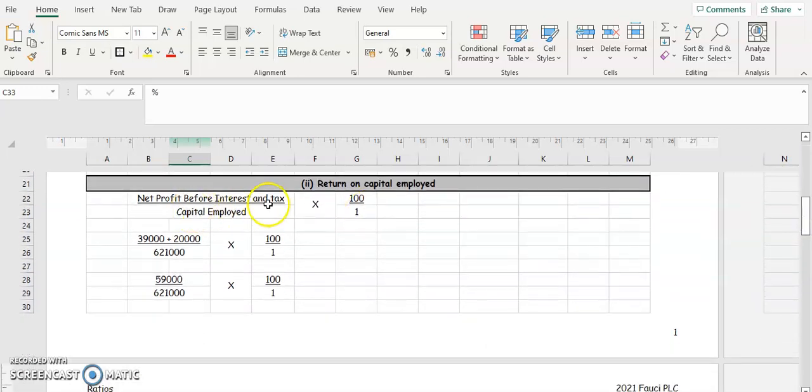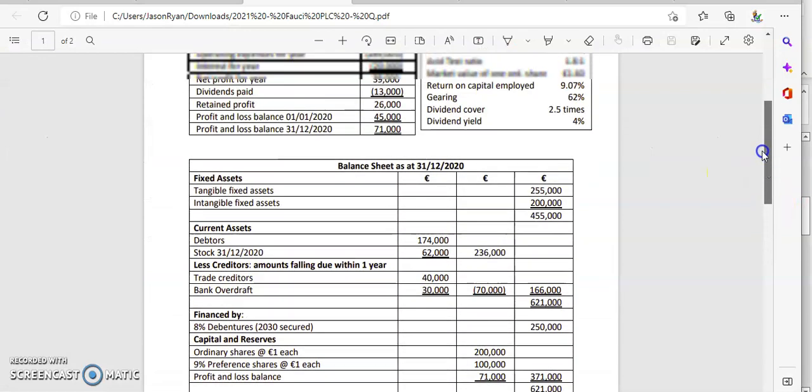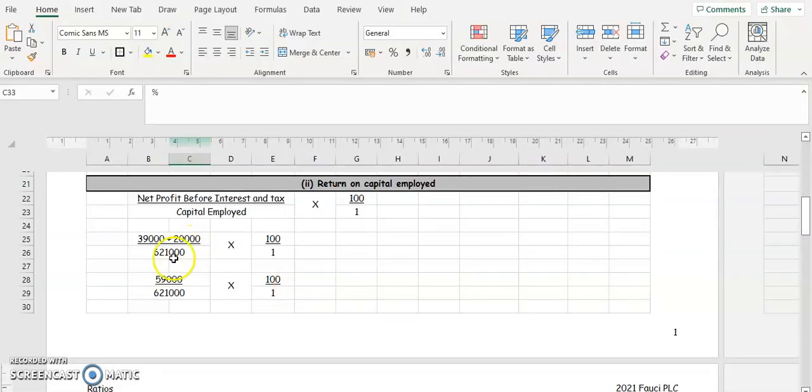So net profit before interest and tax divided by your capital employed. 39,000 is going to be your net profit from the question, from your profit and loss section. You're going to add on your interest, which is 20,000. So our net profit then is 59,000. Divide that by your capital employed, which is 621,000.